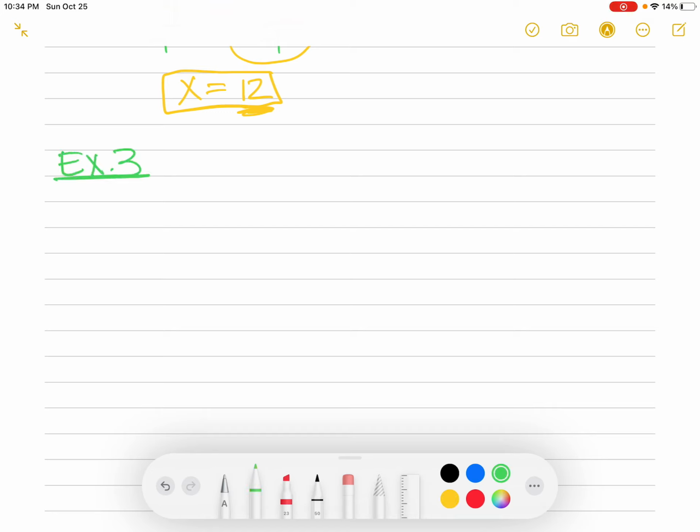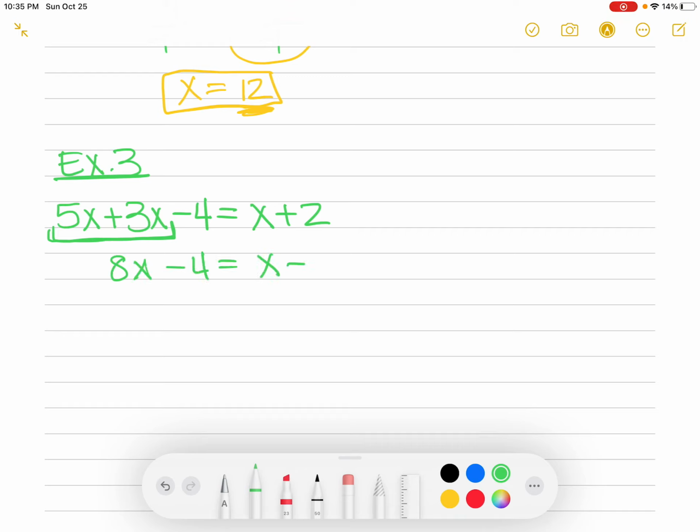Okay, example 3, this is our last example. We have 5x plus 3x minus 4 equals x plus 2. Okay, write that down. 5x plus 3x minus 4 equals x plus 2. Now, I have x's on both sides, but before I solve that, I'm going to add my like terms. That should always be your first thing you're doing. Look on the left and then on the right and see if you have like terms. So I'm going to add these. I get 8x minus 4, and on the other side I have x plus 2.